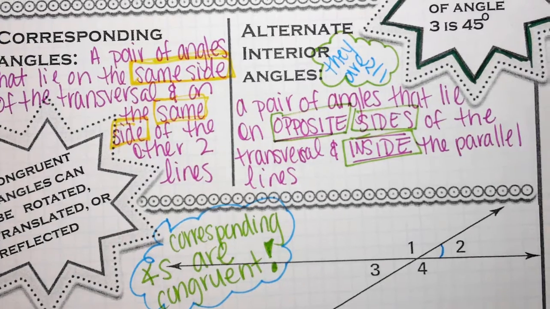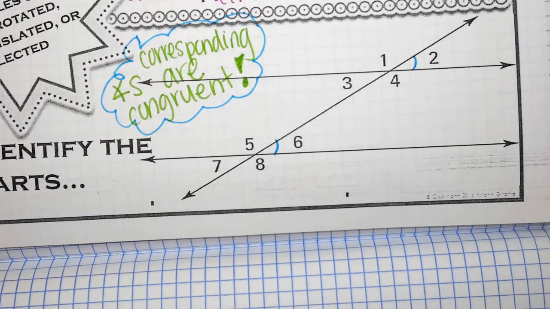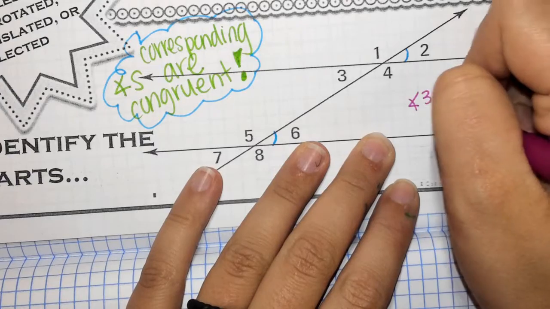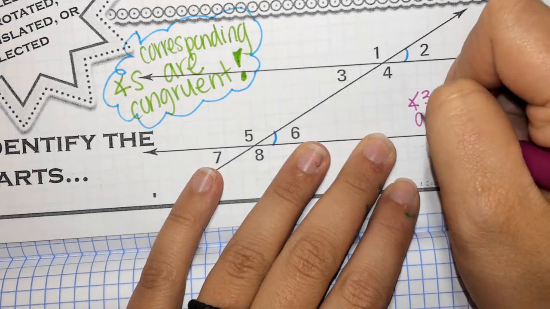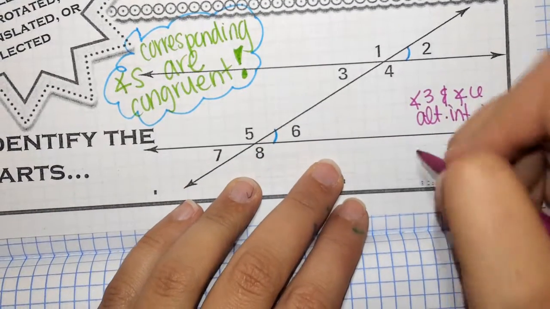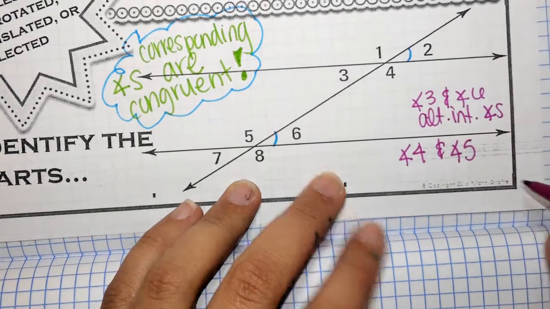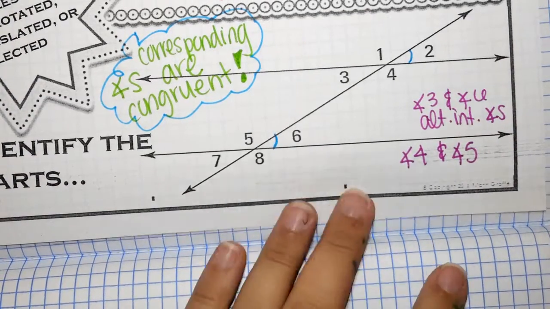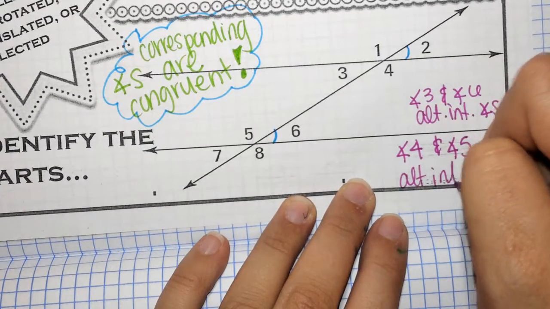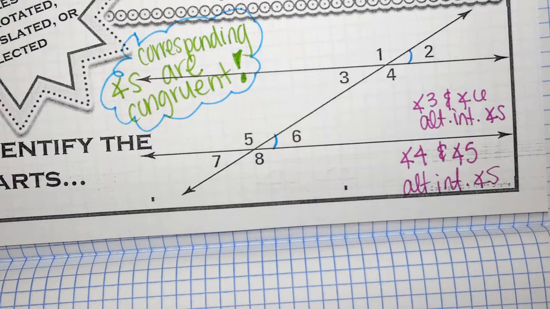Ready now? Okay, let's look at our angles down here. Which two are alternate interior angles? 3 and 6. Take a point. What else? 4 and 5. Are there any others that are inside the parallel lines? Are those congruent? Yes. Are we sure? Yes.